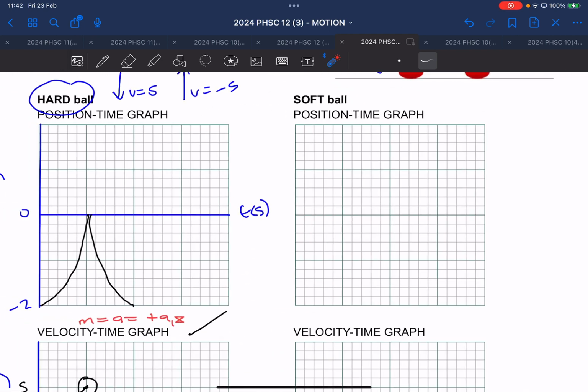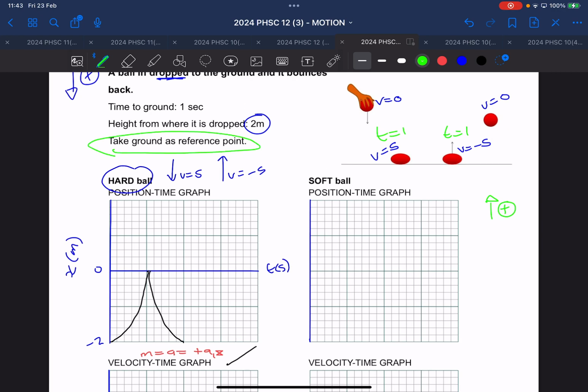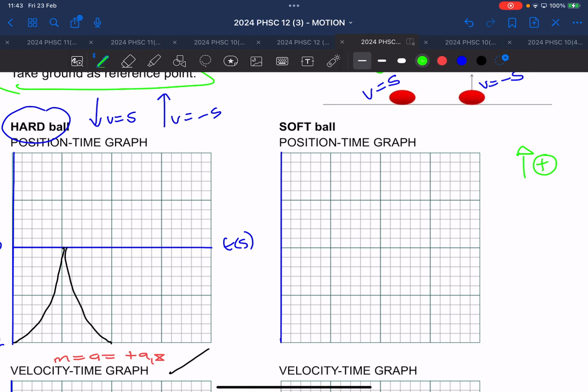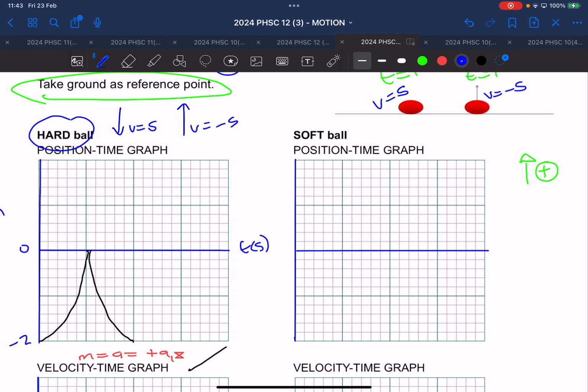So for a softball, I'm quickly going to do this because I want to tell you your homework. For a soft ball, no wait, maybe I shouldn't do this quickly. What did we want to do with the soft ball again? We wanted to change the direction. So for the soft ball, we're going to choose up to be positive. Are we still making the floor our reference point? Oh wait, that was the instruction. Take ground. So we can't change that. It was the instruction. So we take up to be positive.